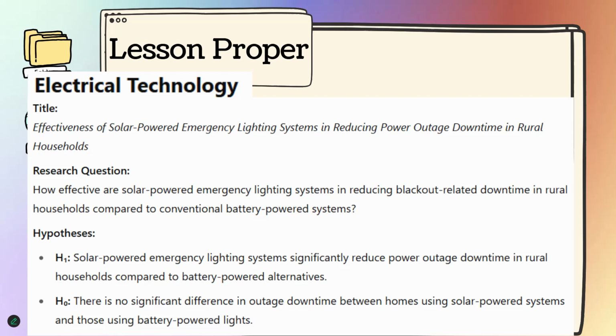Okay, so there will be a hypothesis, the alternative hypothesis: solar powered emergency lighting systems significantly reduce power outage downtime in rural households compared to battery powered alternatives. And the null hypothesis, where there is no significant difference: there is no significant difference in outage downtime between homes using solar powered systems and those using battery powered lights. So that's how you craft your hypothesis and research question.